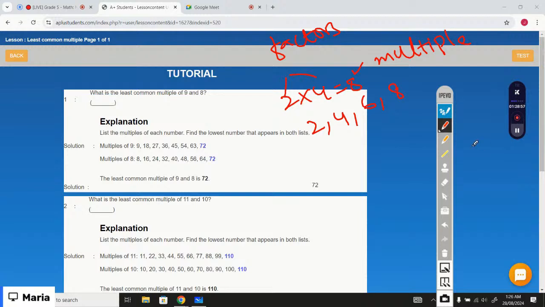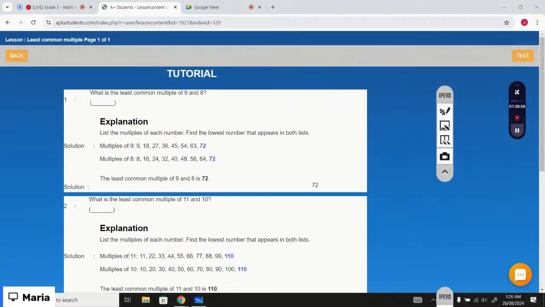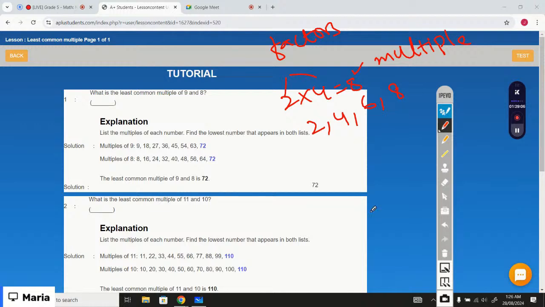So you need to write down the multiples because you need to find the least common multiple. Least common multiple is the smallest common multiple. So you can just write down the multiples of 9: 9, 18, 27, 36, 45, 54, 63, and 72. Same way, write the multiples of 8. So you can see the smallest common number here is 72. So the correct option is 72.